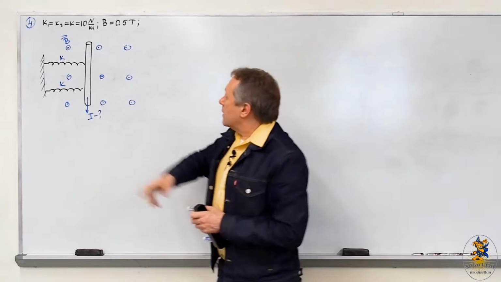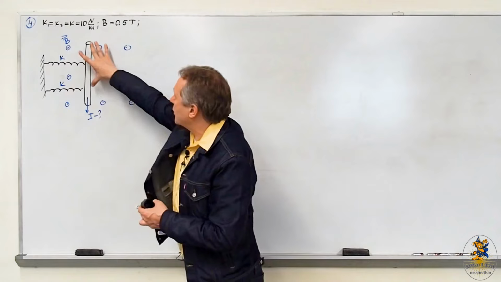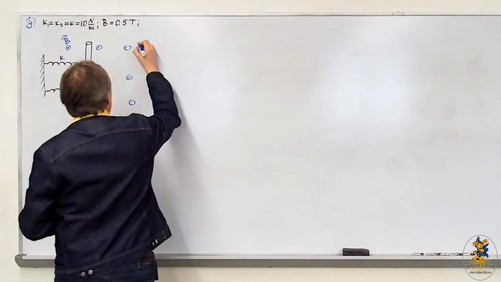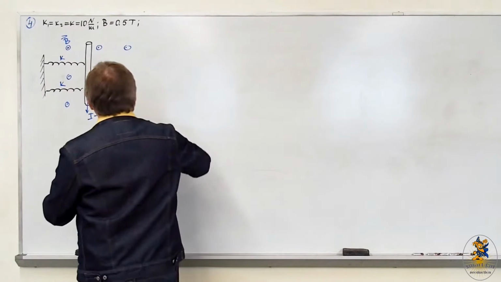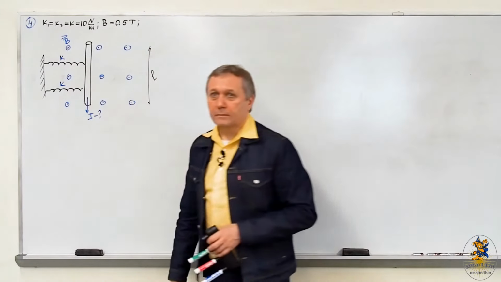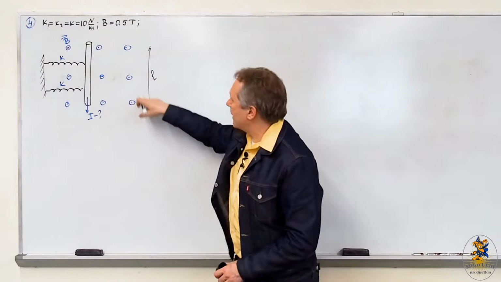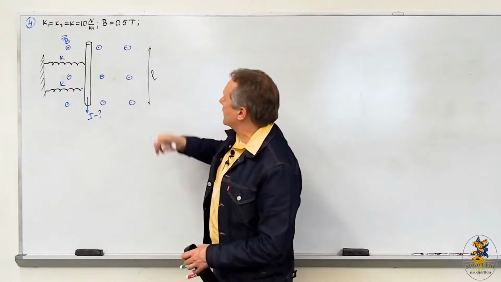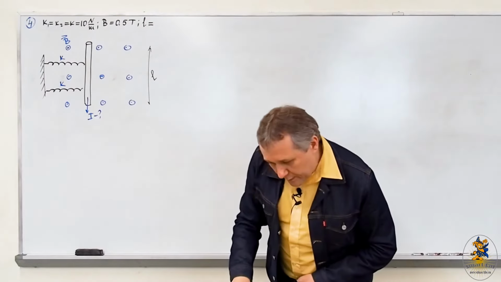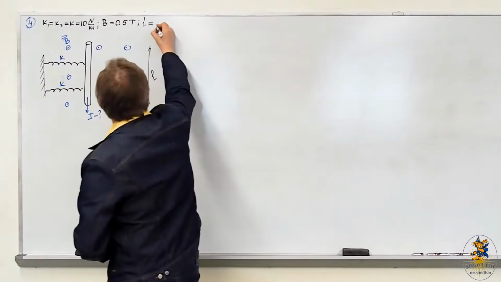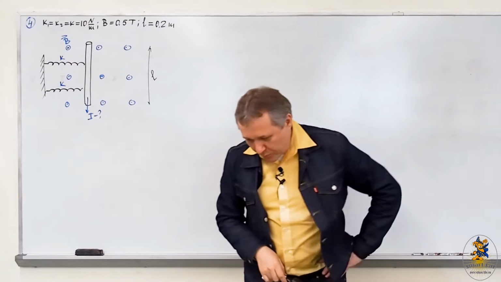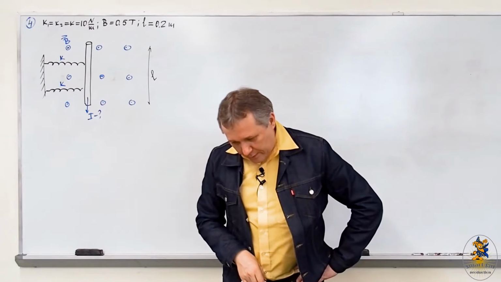Then this wire, that part of the wire which is exposed to this magnetic field. So this length is L. So magnetic field from this line to that line, the width of this magnetic field area is 20 centimeters, 0.2 meters. So what else is given?